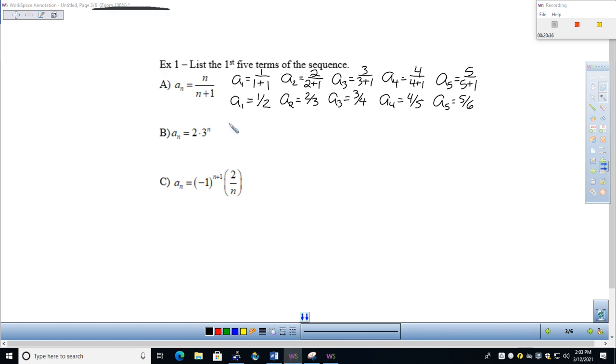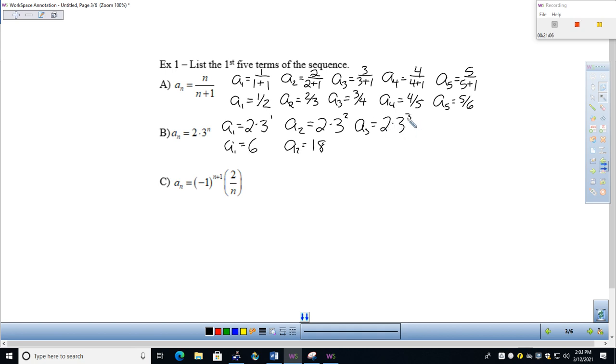Okay, you can bypass this a little bit or just be a little quicker, but a sub 1 equals 2 times 3 to the first. And so I get 6. A sub 2 just means the 2 is replacing the n, so it's 2 times 3 squared. And again, not a huge issue, so I should be getting 18 there. A sub 3, 2 times 3 cubed in that particular case. So a sub 3 equals 54.